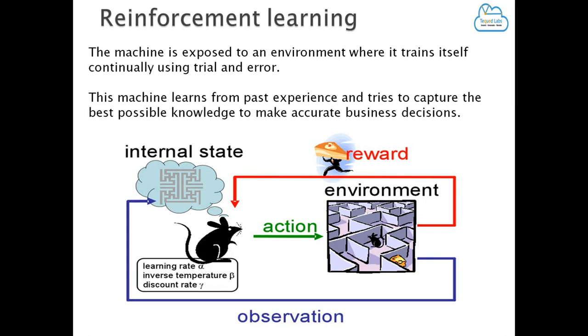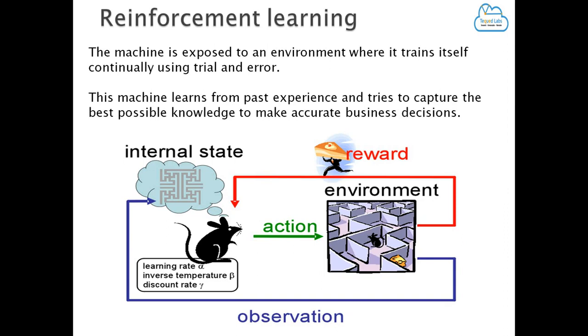So whenever a machine is exposed to an environment where it trains itself continuously using a trial and error method. What is a machine being exposed to an environment and learning from trial and error? It is pretty easy to understand. Whenever a machine is placed in an environment and learns from trial and error, it learns from past experiences and tries to get the knowledge to make accurate decisions.